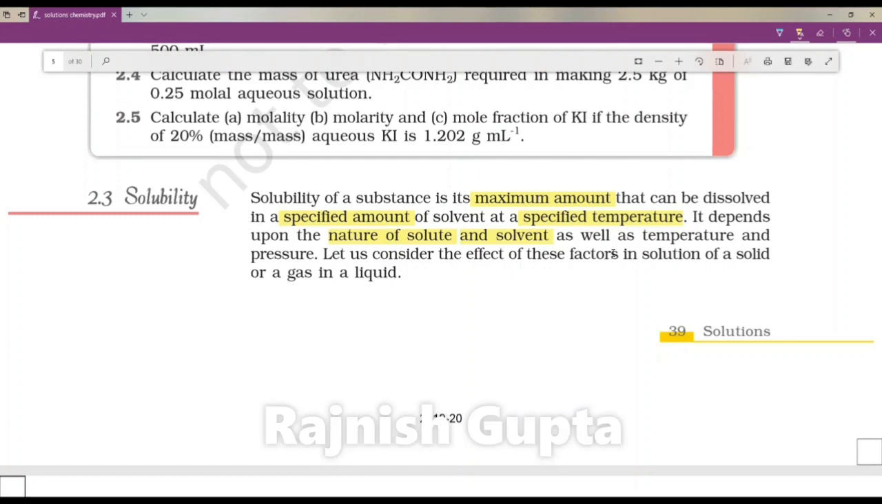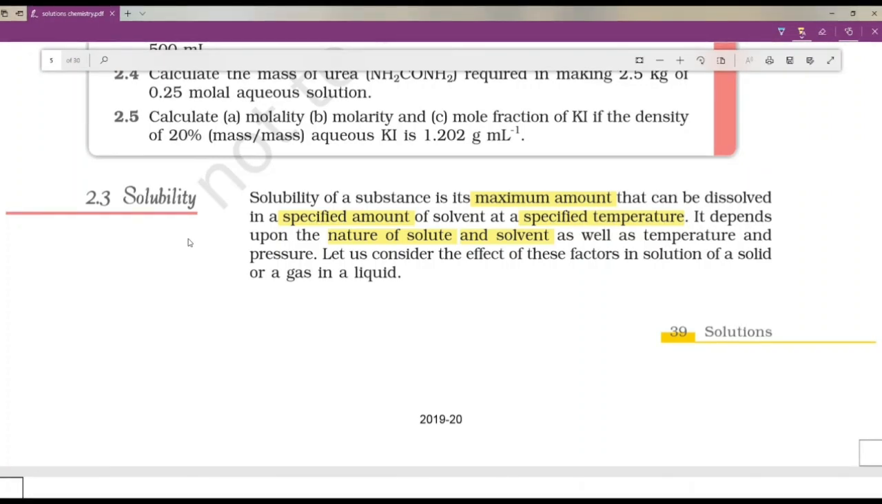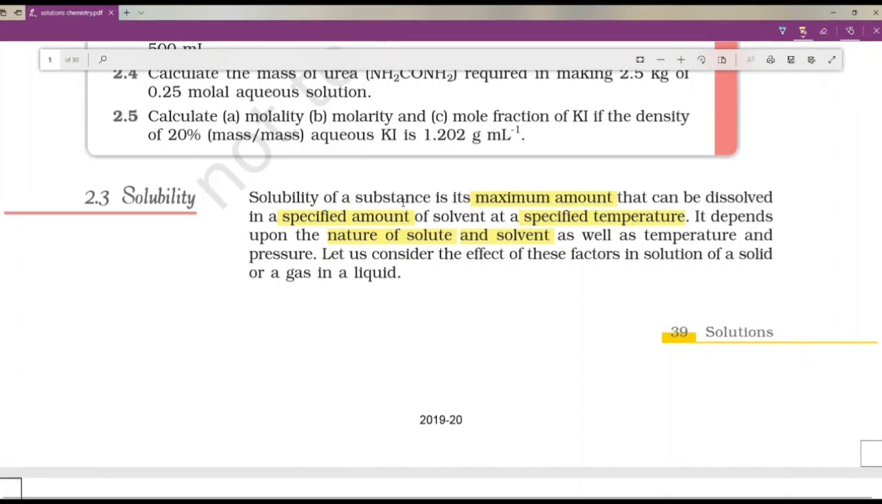So good morning students. Today we are going to discuss the solubility of a substance in detail. As you see on my screen right now, the solution chapter of NCERT is there, and in that subsection 2.3 is there. As you see, the definition of solubility is given: it is the maximum amount that can be dissolved in a specified amount of a solvent at a specified temperature.